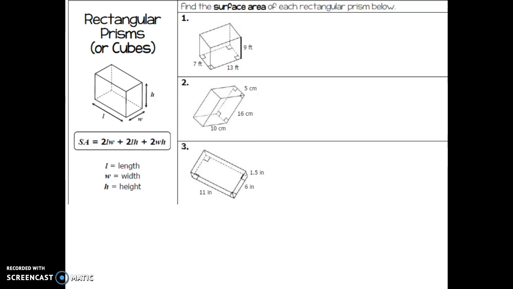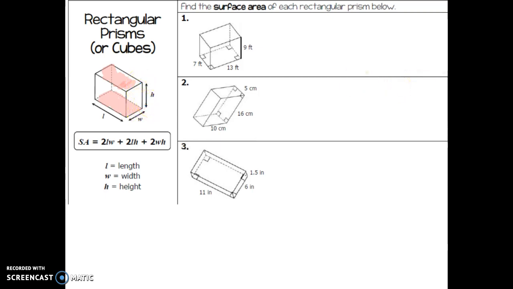And so the way you are able to tell what their base is, you're going to have two sides that are parallel and congruent. So it's going to be those two. And if I were you, I would shade them in every single time. And that comes in handy because we do have to label our length, our width, and our height.